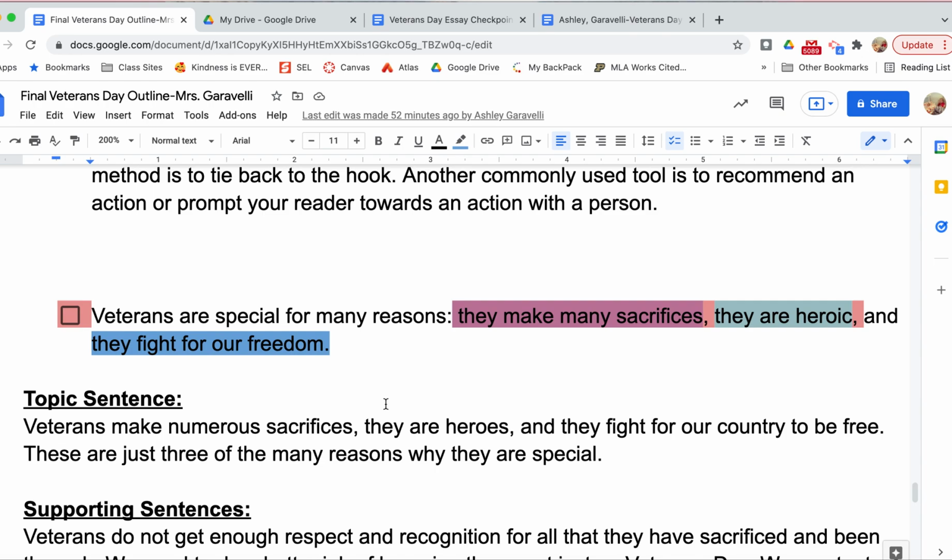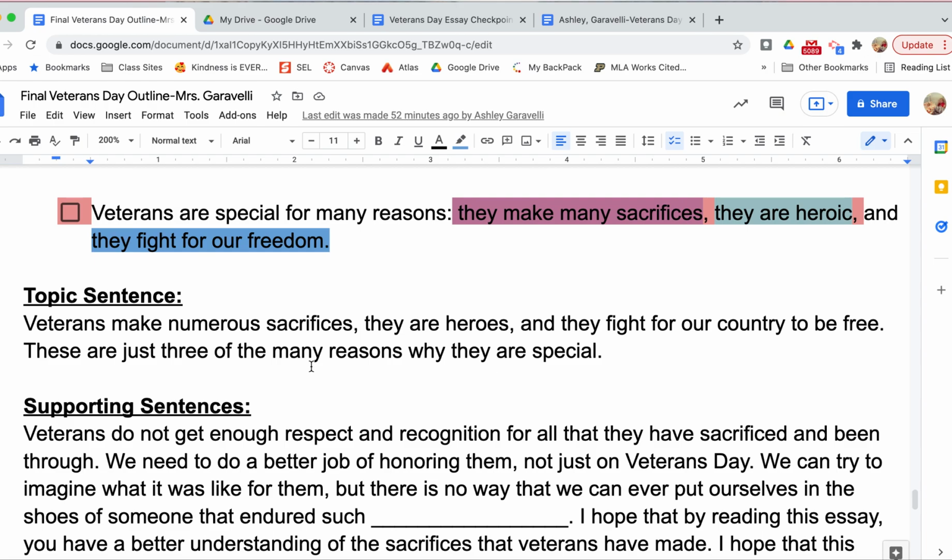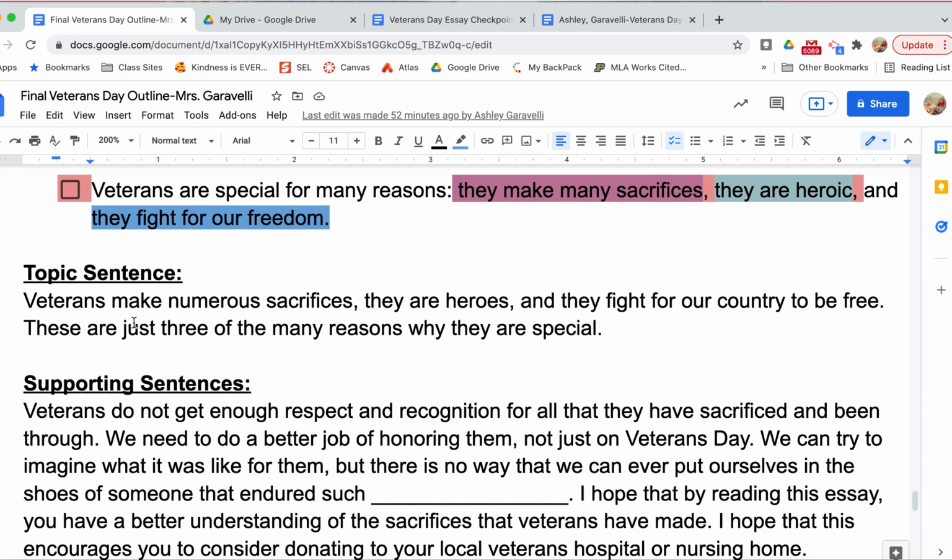That means you're still going to say the same points, you're just going to say it in a different way. My original thesis says, veterans are special for many reasons. They make many sacrifices, they are heroic, and they fight for our freedom. So my topic sentence for my conclusion is me restating that. I said, veterans make numerous sacrifices, they are heroes, and they fight for our country to be free. These are just 3 of the many reasons why they are special. That is my restatement of my thesis, and I just made it into 2 sentences. It's the same point, but I just said it in a different way. So you're going to do that first.